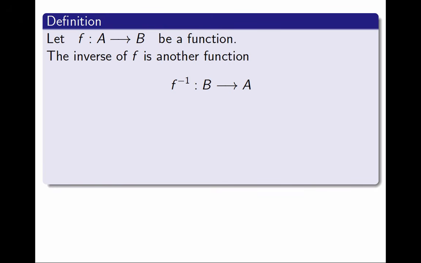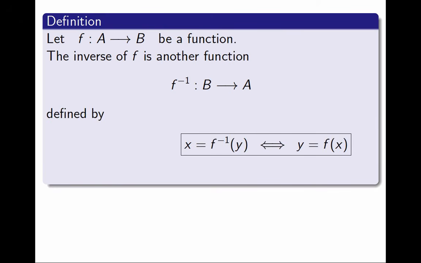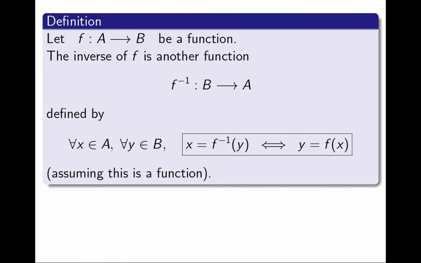Where the rule for f inverse is defined by this identity. x equals f inverse of y exactly when y equals f of x. That means literally swapping inputs and outputs. But of course I have to say when this is true. This must be true for all x in A and for all y in B. That's it. Well, assuming this is a function. Two things may go wrong.